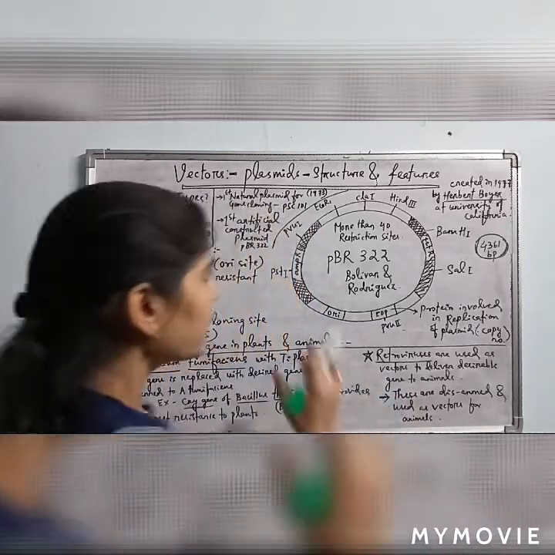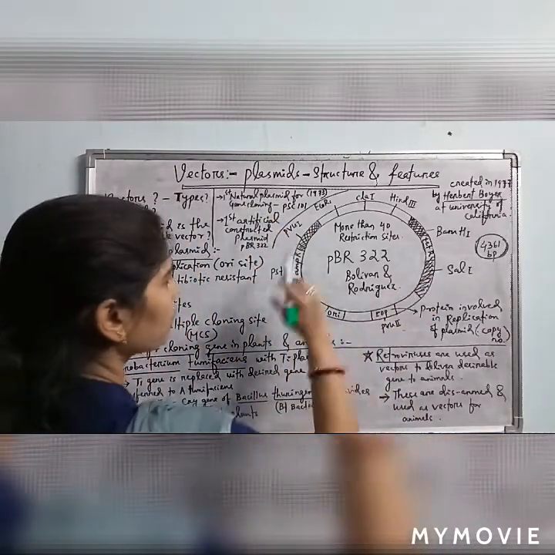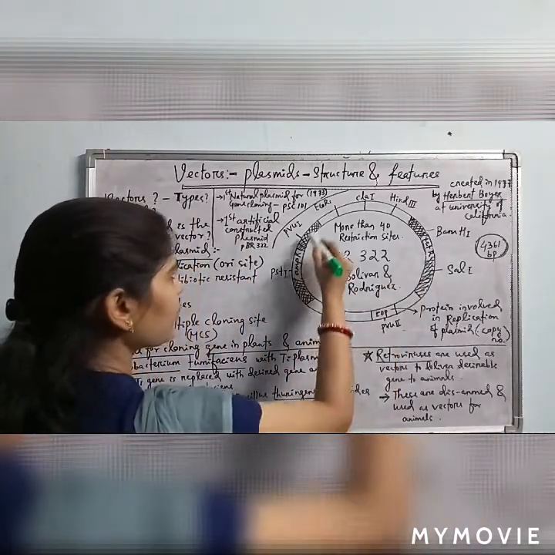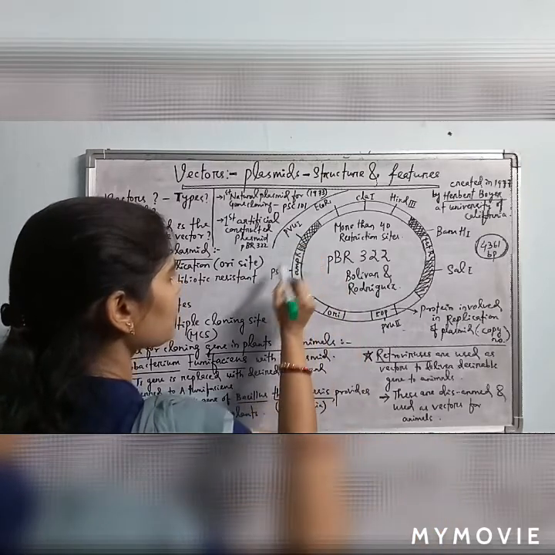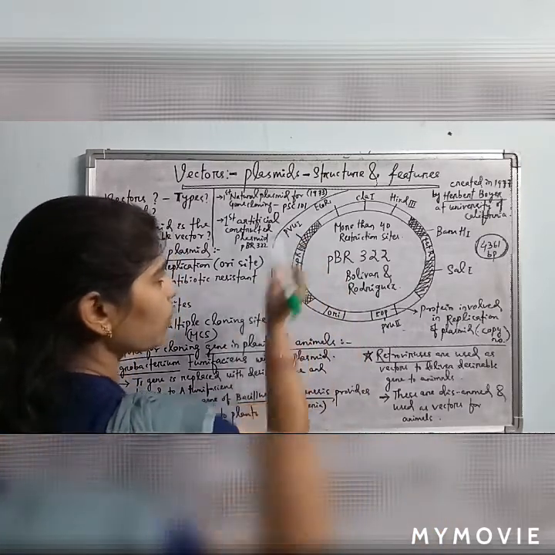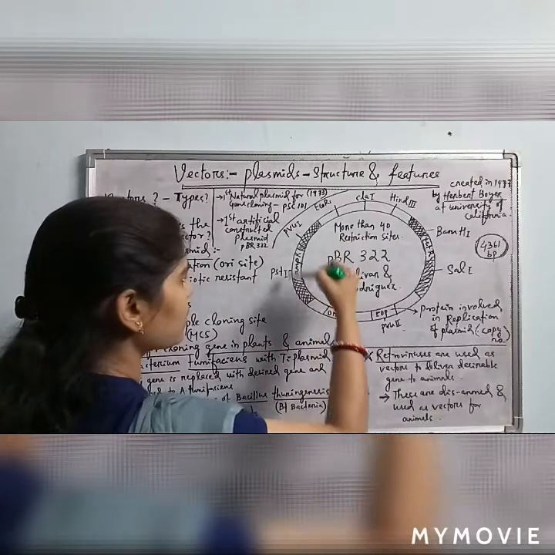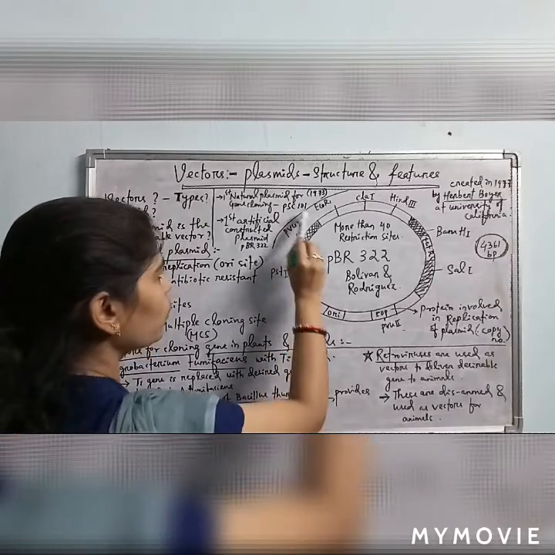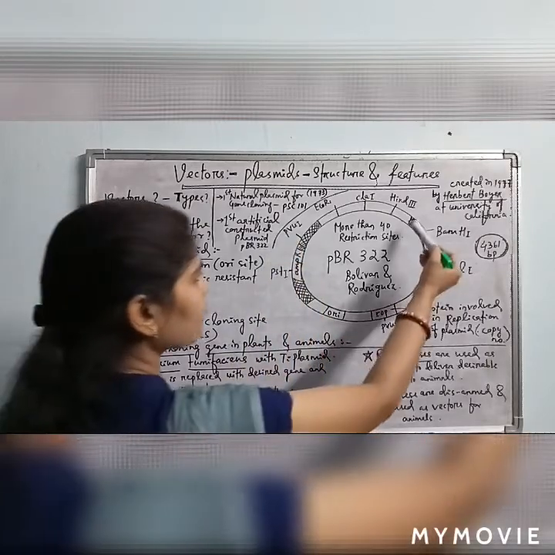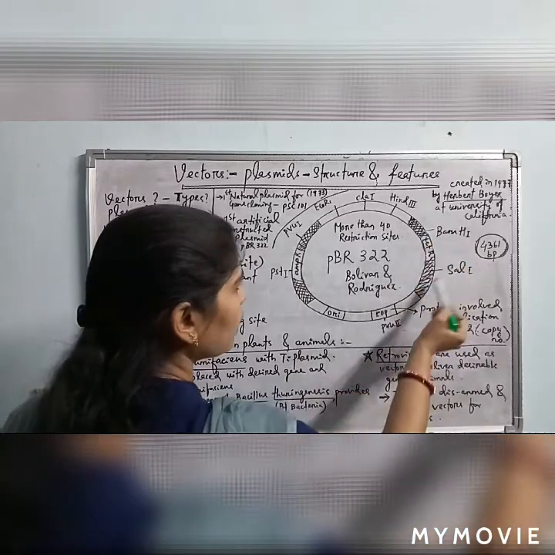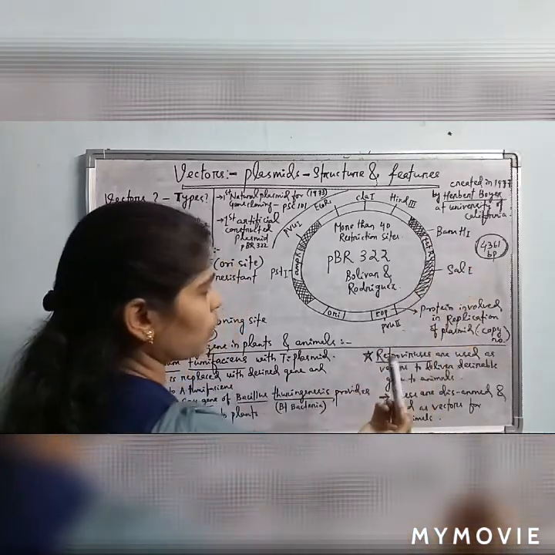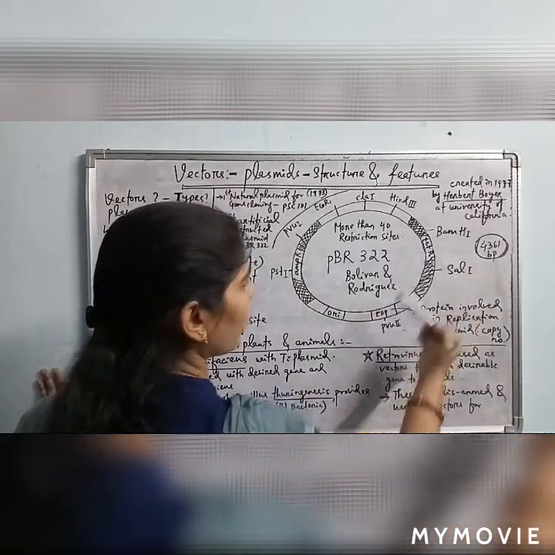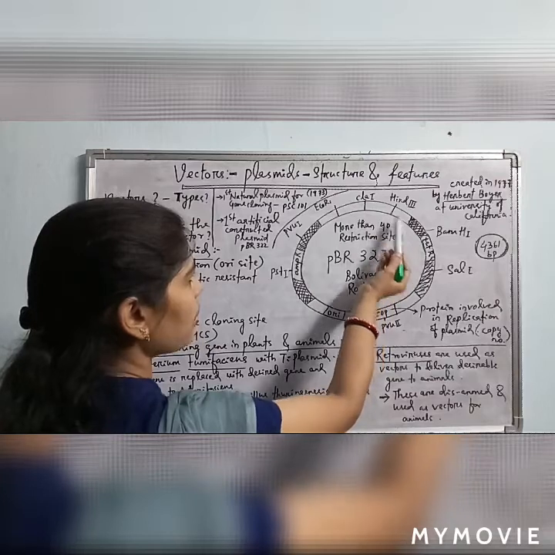Okay, so in pBR322, two different antibiotic resistance marker genes are there. In the ampicillin gene, there are recognition sites of two different restriction endonucleases: PstI and PvuI. And in the tetracycline resistance marker gene, there are also two recognition sites of two restriction endonucleases. One is BamHI, another is SalI. And this is the MCS, multiple cloning site.